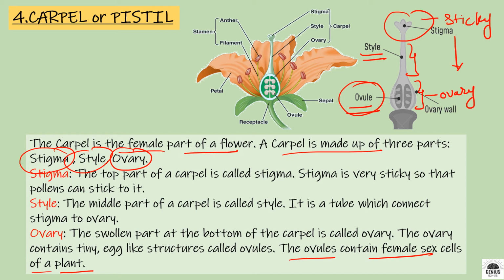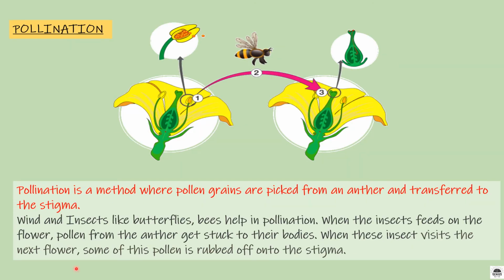So these all are the parts of a flower. Now let's discuss pollination in a flower. What is pollination? Pollination is a method where pollen grains are picked from an anther and transferred to the stigma. Insects like butterflies and bees help in pollination. When the insect feeds on the flower, pollen from the anther gets stuck to their bodies. And when these insects visit the next flower, some of this pollen is rubbed off onto the stigma.